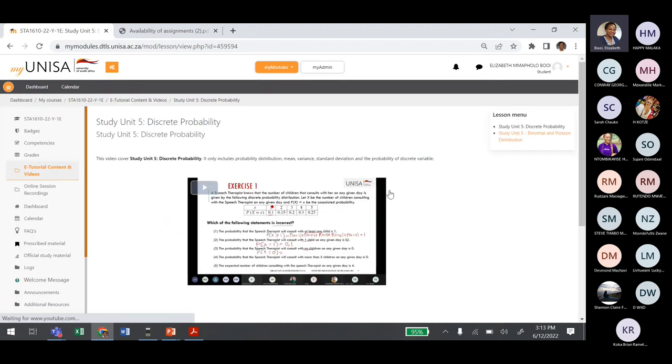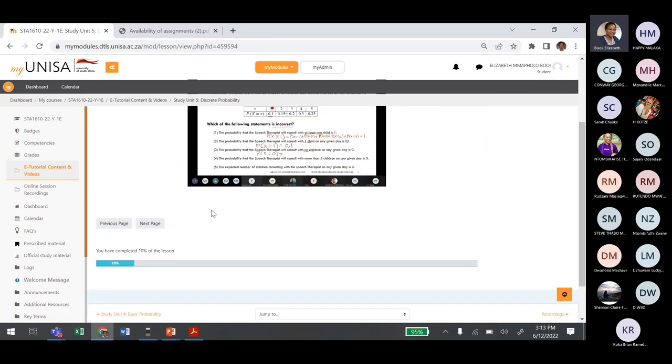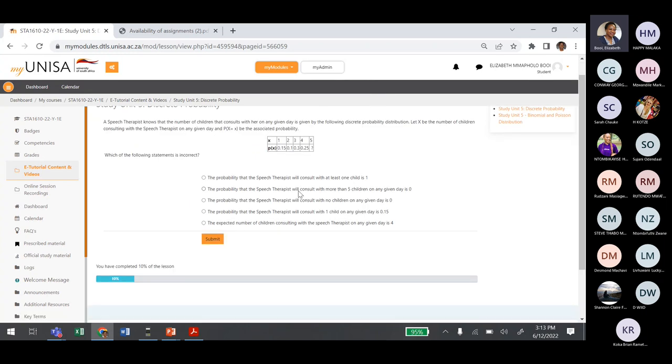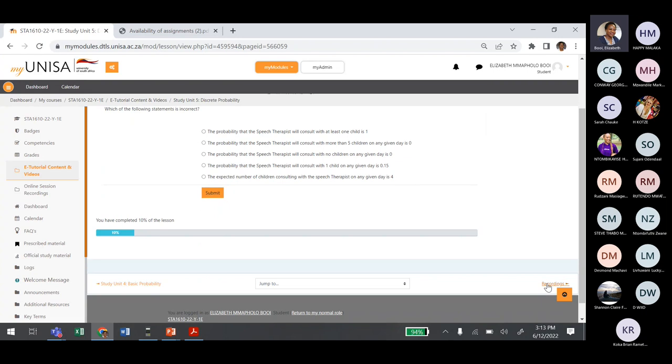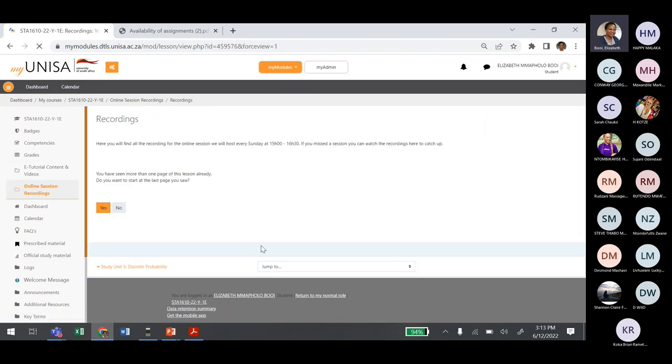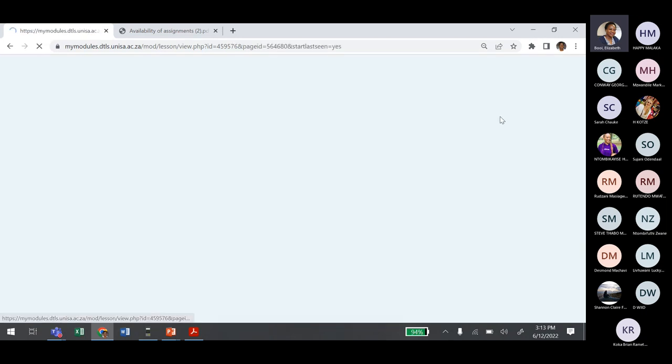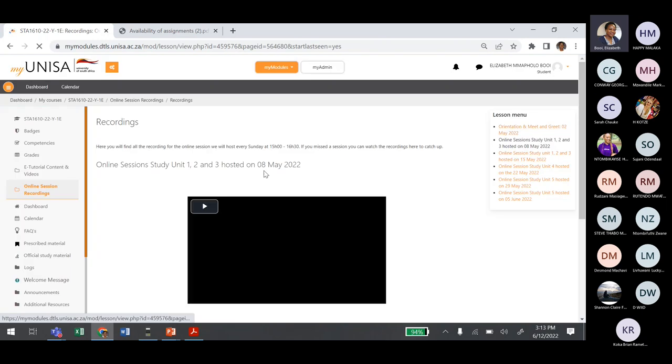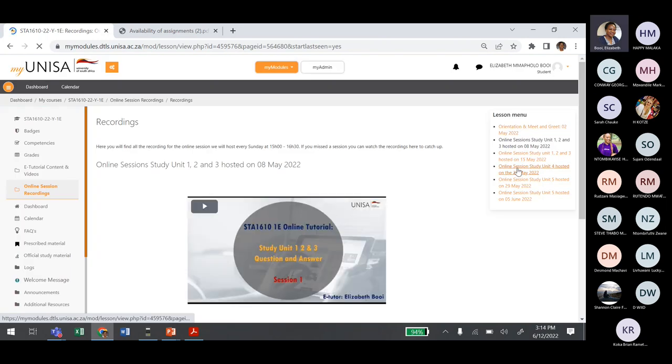When you open, you will get a recording which describes your discrete probabilities in detail and how you can calculate them and so forth. Then you just go to the next page. You will get some quizzes where you are able to practice more and continue practicing. I think there are about 3 or 4 questions. And then once you're done with the activities, you can go to the next. It will lead you to the next session.